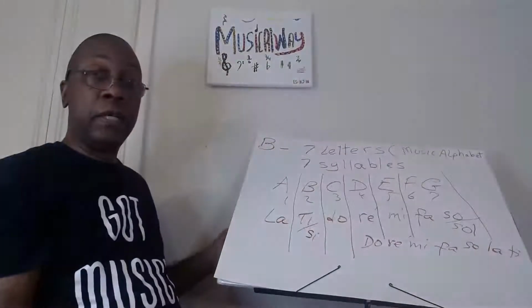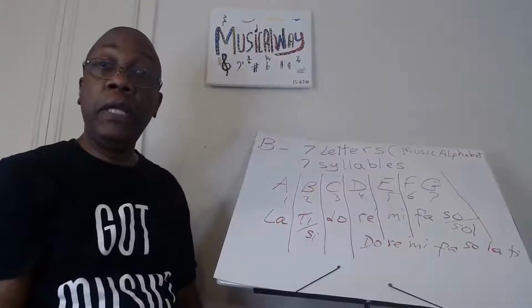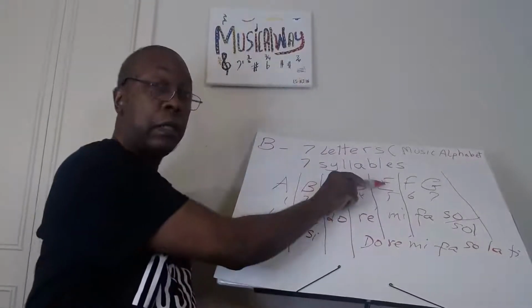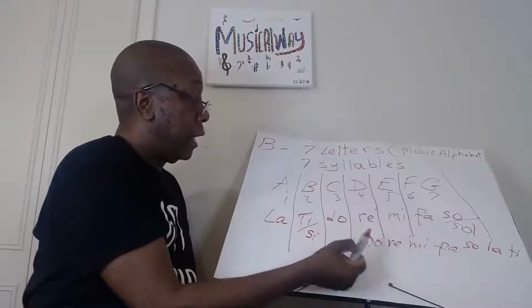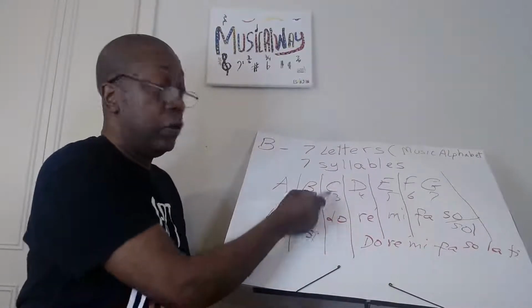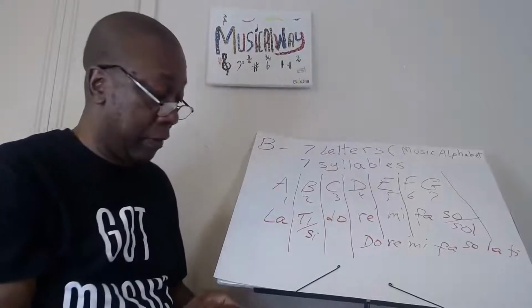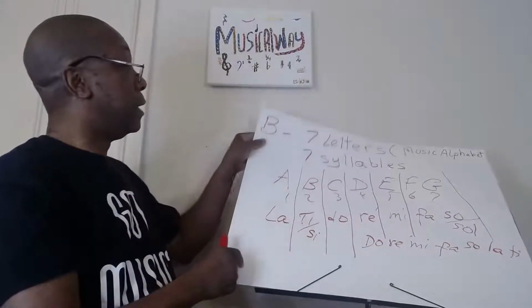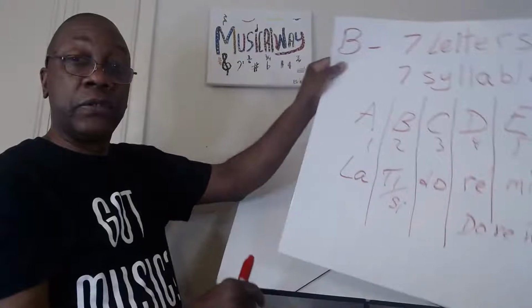All right. So if I say, oh, can I have a mi? You know that is an E. Can I have a do? I know that it's a C. If you see a C, I say do, you won't be confused. Okay. All right. So those are my 7 letters and my 7 syllables.